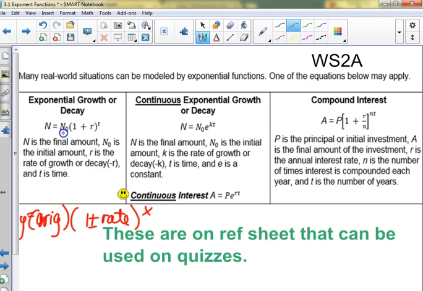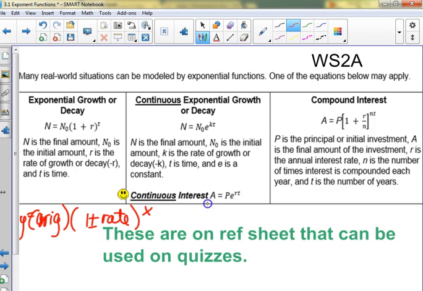This is the same thing. It just says n sub 0 is the initial amount. R is the growth rate or decay rate. And it can be negative, so it's plus or minus. T is time. Okay, it's just another way of writing it. This is continuous growth or decay. So we'll talk more about an example of that.